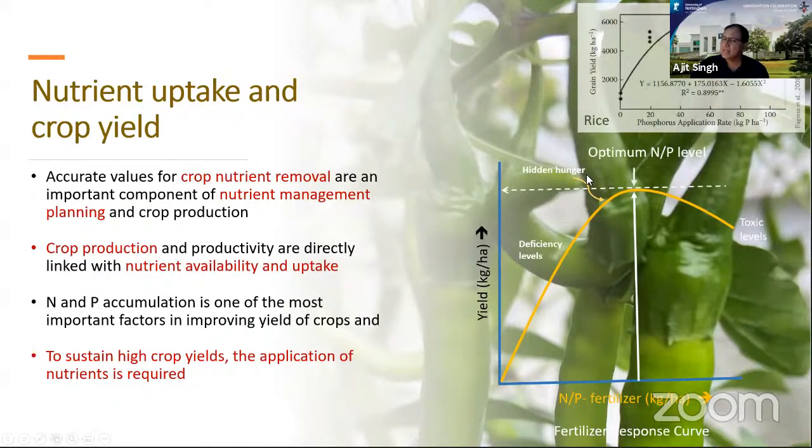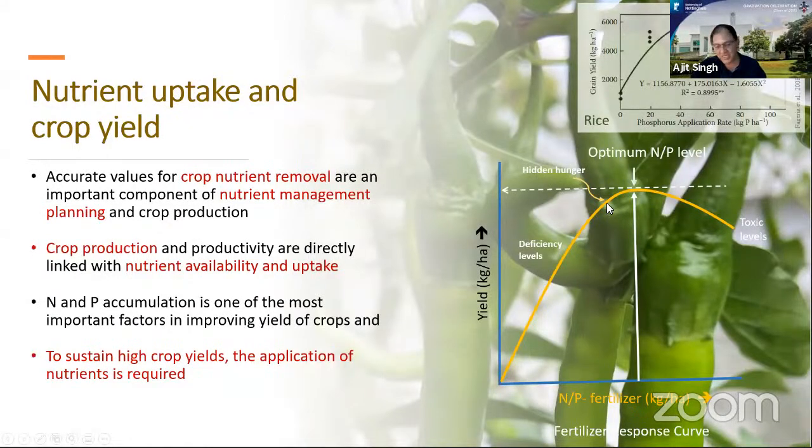Now, there is a hidden hunger symptom. Hidden hunger is something where the plants do not show any symptoms. At this particular point, the plants do show symptoms. You will see symptoms for toxic level as well. But at this particular critical area of the curve is the hidden hunger area. Hidden hunger is a situation where plants do not show symptoms, but they are suffering. They are stressed, but they do not show symptoms. We do have hidden hunger in humans as well.